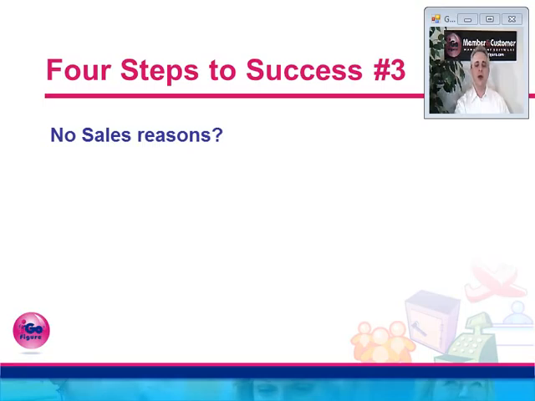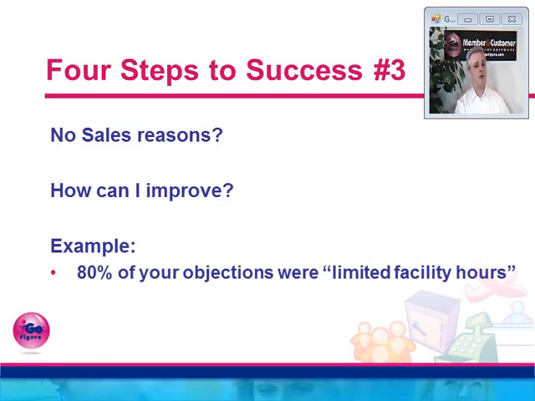Idea number 3, look at the reasons for your no sales. See if there's any way that you can improve so that people are joining more. I'll give you a perfect example. If 80% of your objections were for the reason of limited facility hours, expand your hours.